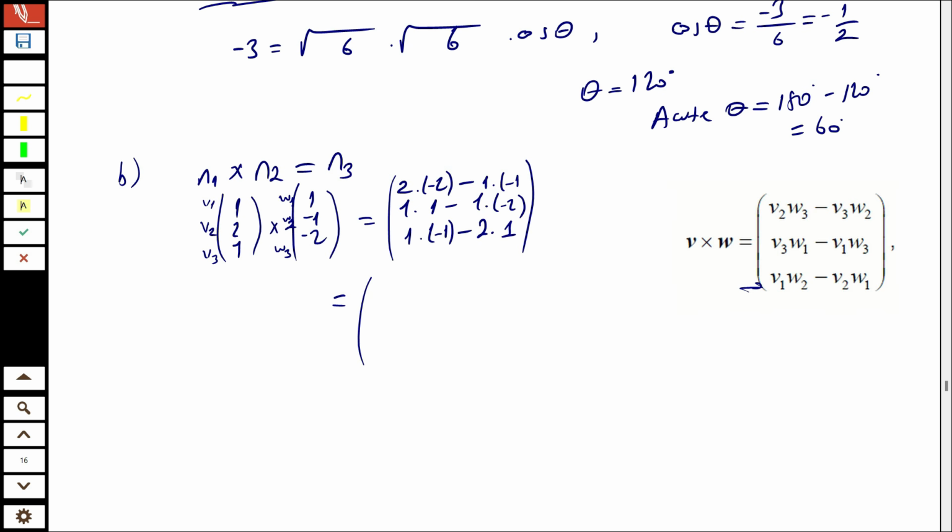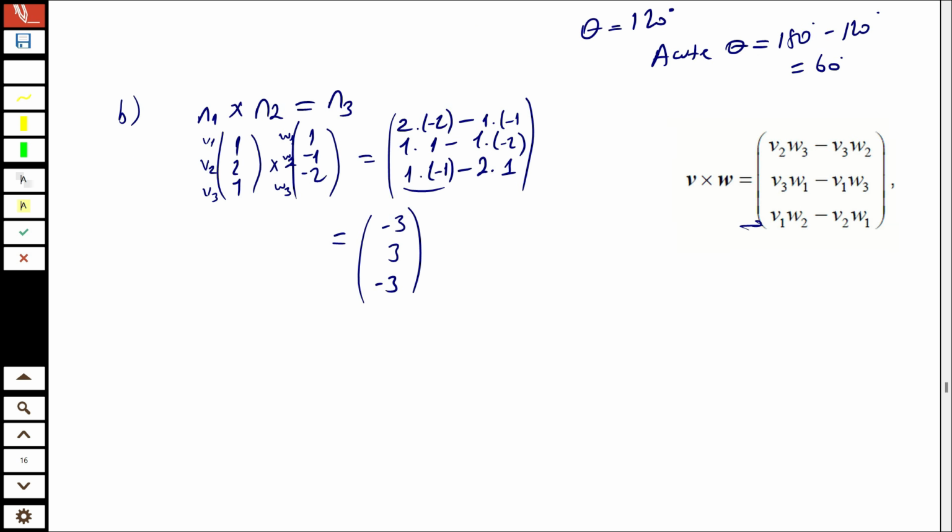Let's calculate. Here it is going to be minus 4 plus 1, which is minus 3. In here, you will see that 1 plus 2 is 3. In here, again, minus 3. So this is the normal vector of the third plane. In this case, you can write the plane in the form of minus 3 times x plus 3 times y minus 3 times z equals, let's say, d.